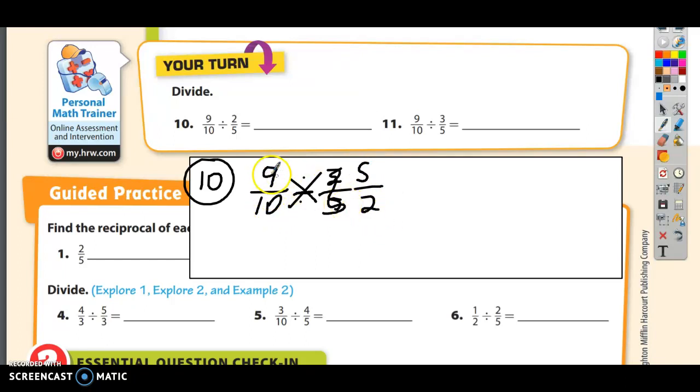Simplify. 9 and 2 do not share a factor, but 5 and 10 do. 5 and 10 are each divisible by 5. 5 divided by 5 is 1. 10 divided by 5 is 2. Now I've got 9 times 1 is 9, and 2 times 2 is 4. 9 divided by 4 is 2, with 1 left over. So it's 2 1/4.